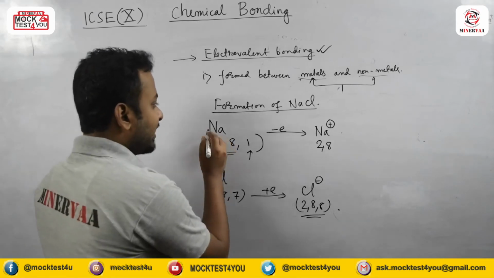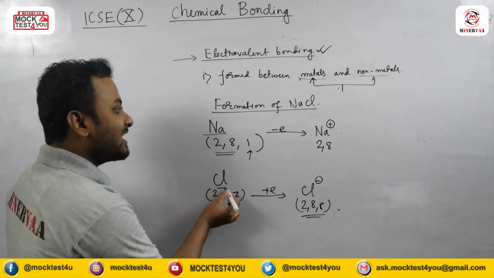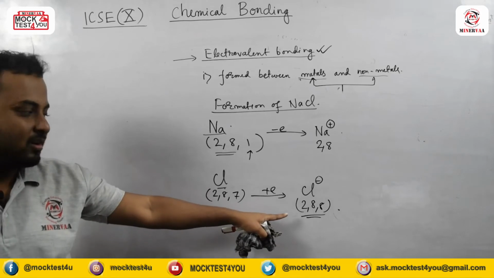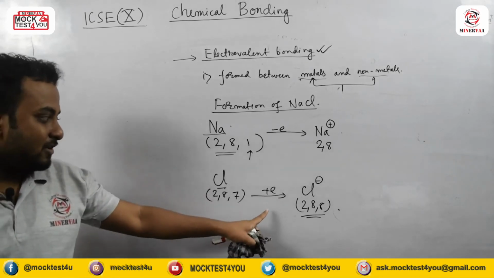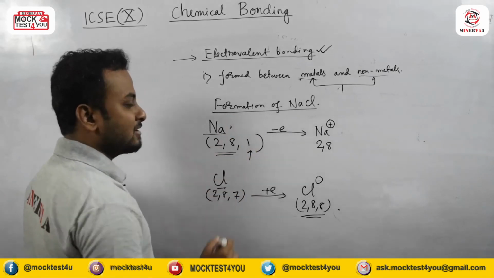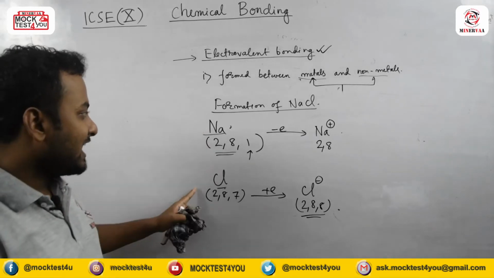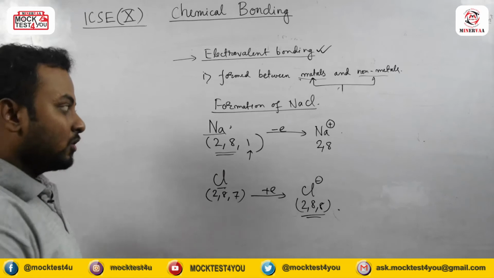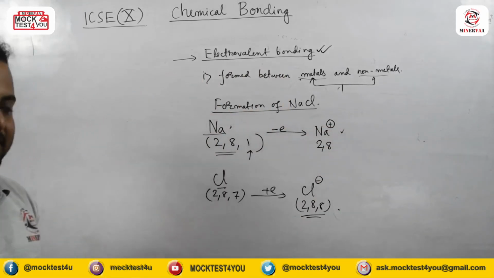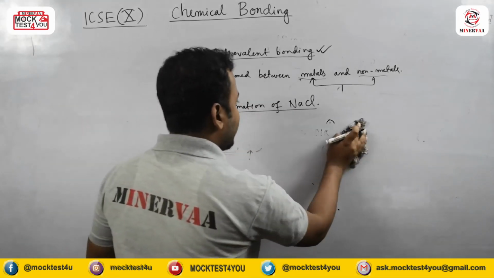So we can say sodium is helping chlorine to attain stability and chlorine is helping sodium to attain stability, because sodium is losing its electron to make chlorine stable, and chlorine is accepting that electron to make sodium stable. For this kind of bonding to occur, both elements should help one another to attain their octet, to attain stability. So we can show it by electron dot structure.